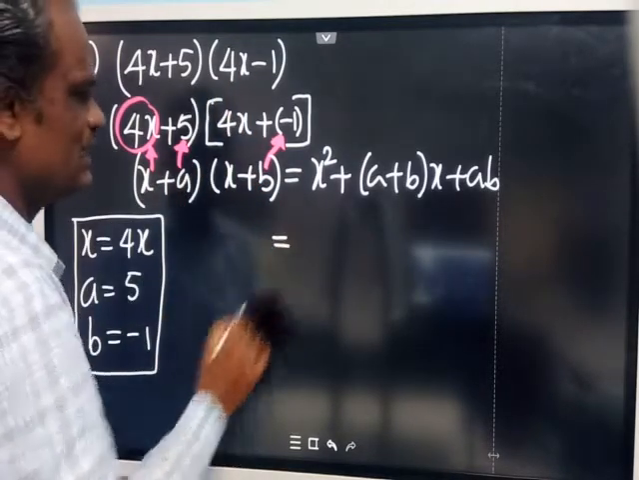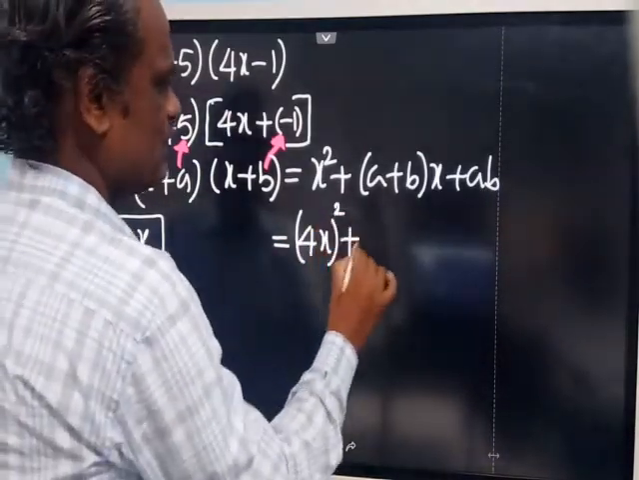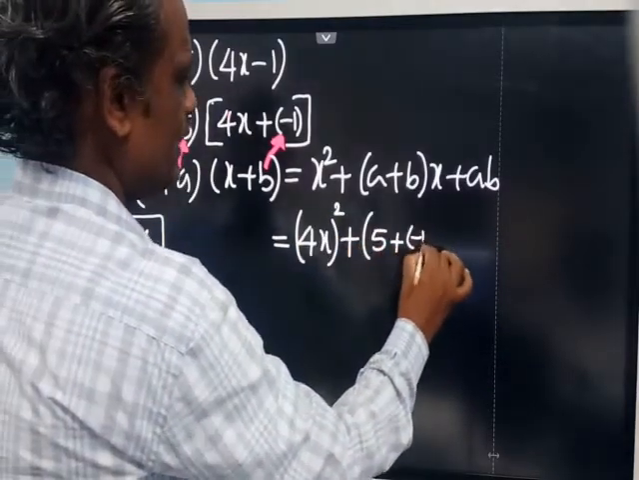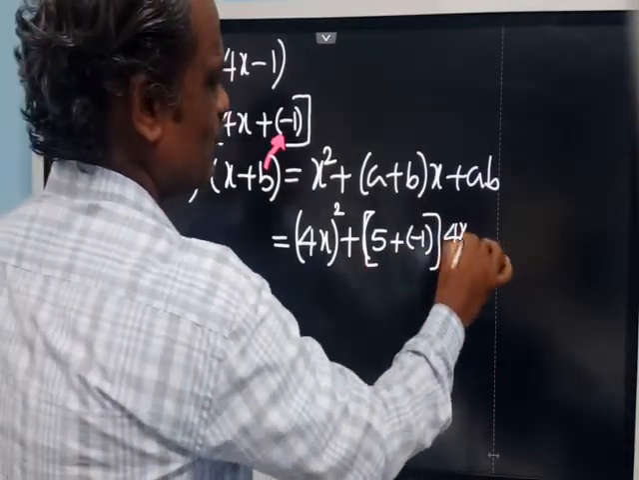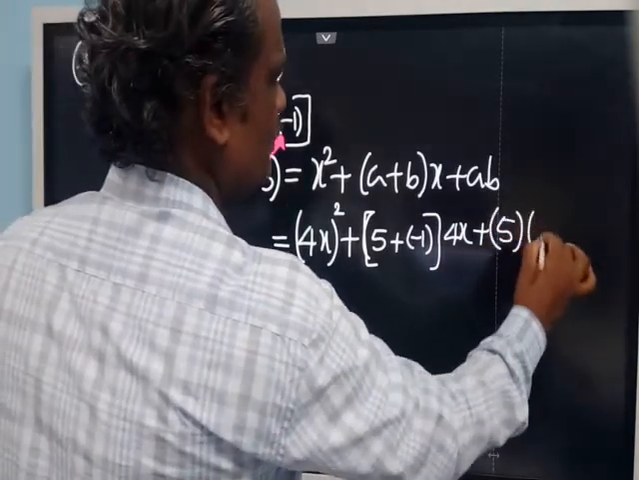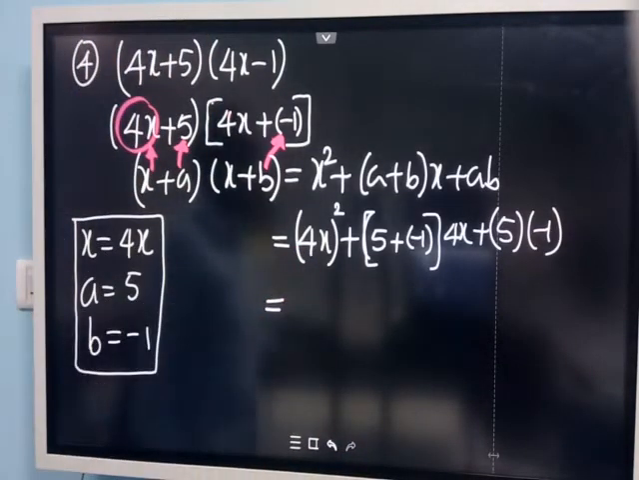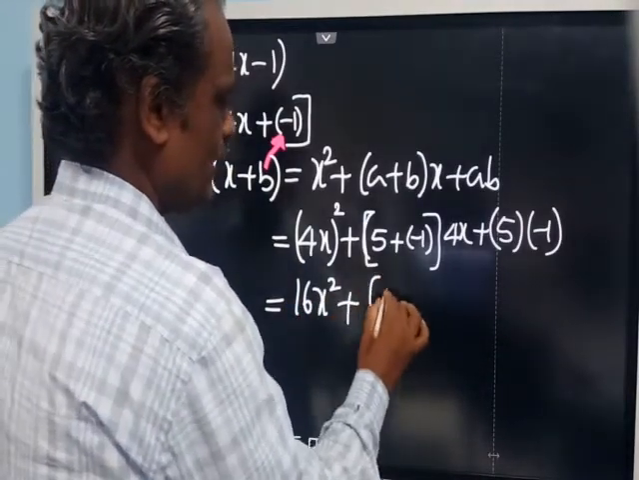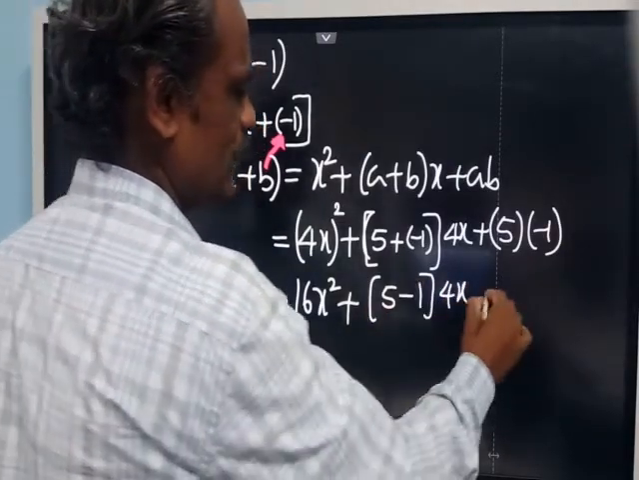So now x square, it is 4x whole square plus A value, it is 5 plus of minus 1. Okay, plus of minus 1 into x means again it is 4x plus A value, it is 5 and B value is minus 1. So simplify this. 4x whole square means 4 fours are 16, 16x square. This will become 5 minus 1 into 4x.